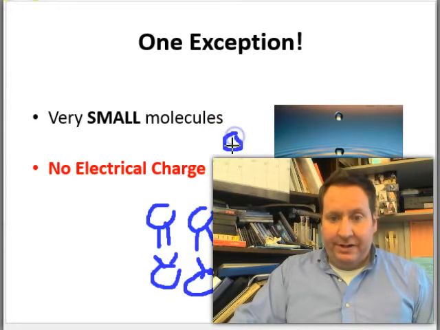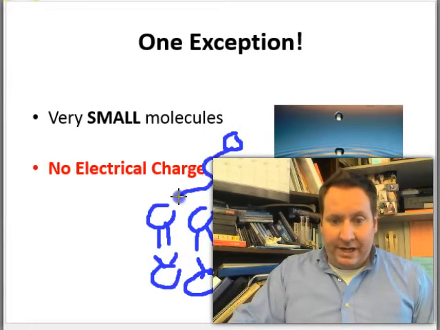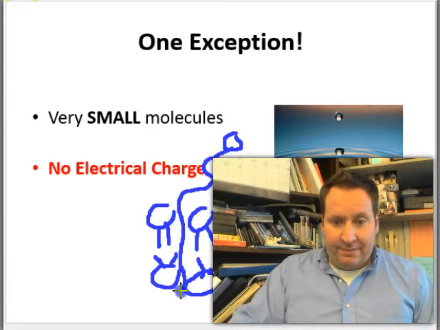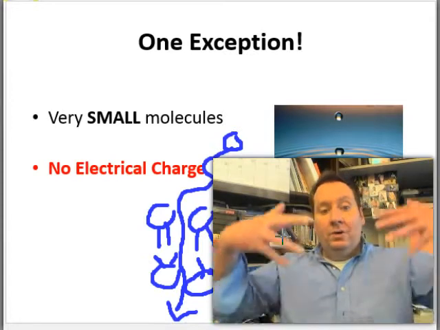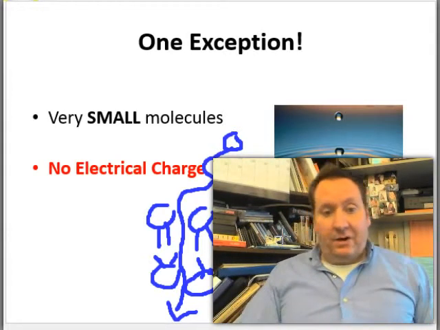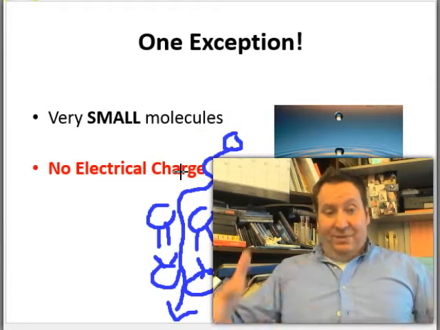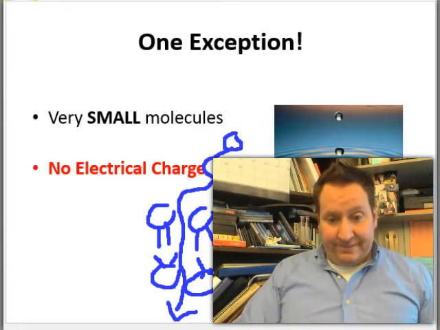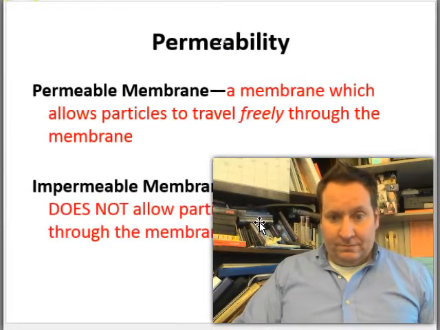So if I'm an oxygen molecule out here, I can make my way through the cracks and into the cell. So one exception to what can defeat the bilayer is something that's super, super small that can fit through these particular cracks. And these molecules do not have any electrical charges either.